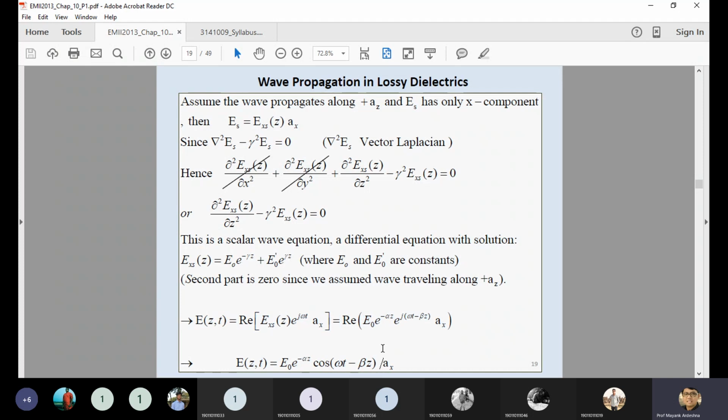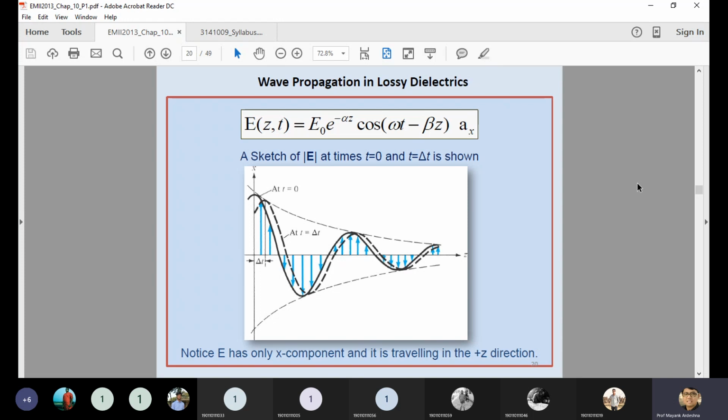Now see, E0 is the initial maximum amplitude of your signal, and it is multiplied with e raised to minus alpha z. Alpha is what? It's a constant, and z is the point at which you are interested to find out the magnitude. So this is the amplitude degradation, and cos of omega t minus beta z is the real part of your signal. So this is exactly how the signal looks. This is the wave which is moving in a lossy dielectric medium.